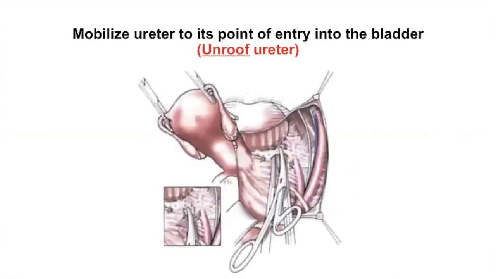Now, we then get to the point where we are now going to continue to mobilize the ureter to its point of entry into the bladder by unroofing the ureter. So after the medial stump of the cut uterine artery has been pulled up and over the ureter, the remaining connective tissues that are covering over the top of the ureter are further divided.